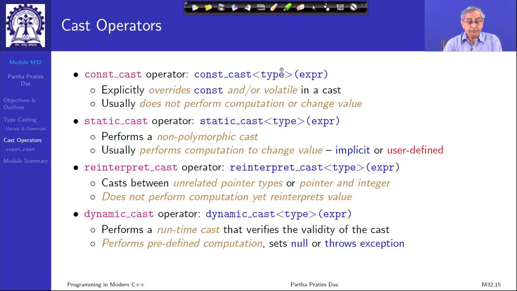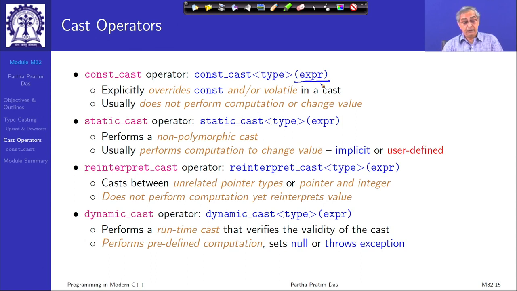So, we have 4 of them. The const_cast operator, and all 4 of them have the same structure: the name, within angle brackets the target type, within parentheses the source expression. The const_cast, as the name suggests, is to deal with the constness or volatility. It overrides the constness of the expression that was already there, like it changes a const expression to a non-const expression and so on.